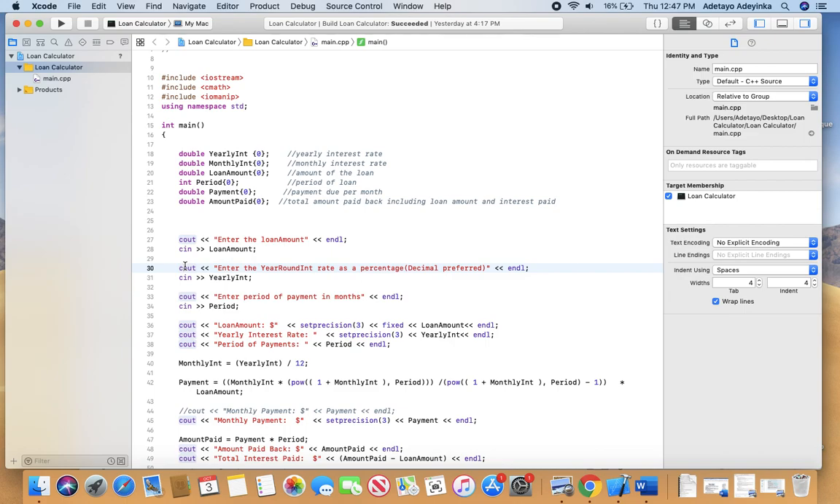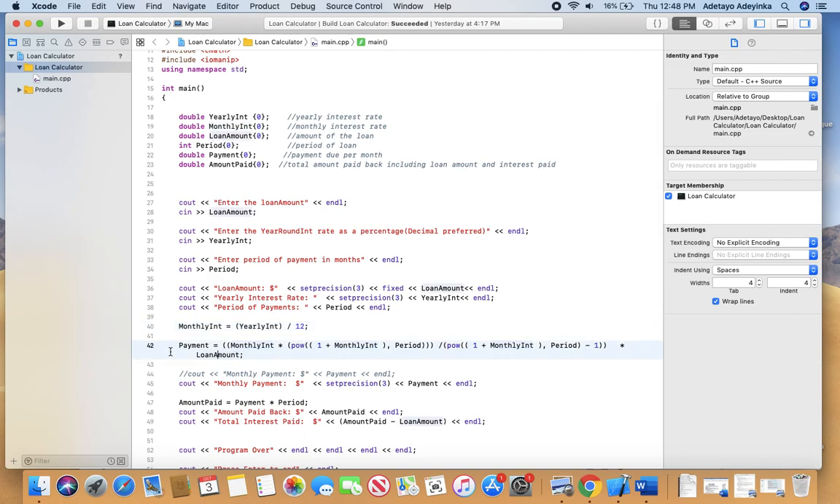Then in order for that, we need to know the year-round interest rate. And it needs to be a decimal percent because if it's not, the computer is not going to read it. The loan amount, we set it to a precision of 3, because we wanted it to be 3 points after the decimal to make it more accurate and more precise. So going up to that, you can see what we did.